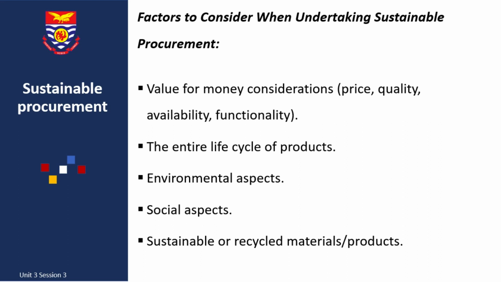In conducting sustainable procurement, there are certain factors that have to be considered in the public sector. One of them includes value for money considerations such as price, quality, availability, and functionality. The ability of the public procurement outcome to be cost effective, to be fit for purpose, as well as to be available to public consumption, and finally, to be able to perform to meet the needs of the public. These are some of the tenets of value for money considerations.